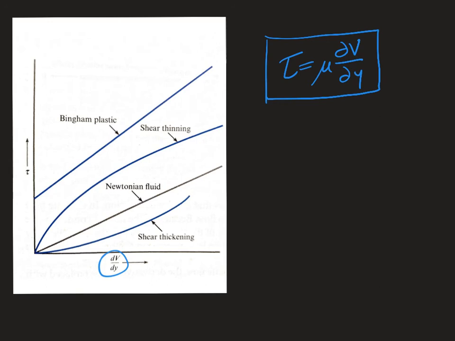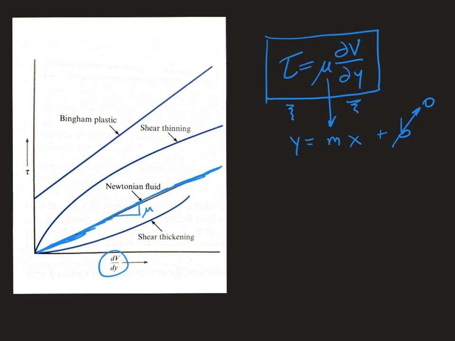If I plot dv/dy against the shear stress, I can get the slope of that line. Right here, this is a Newtonian fluid. The slope of that line is the viscosity. You could think of this as y equals mx plus b, and in this case the b for that line would be 0. Tau is on the y-axis, and the strain rate, or the velocity gradient, is on the x-axis. So this slope right here is your viscosity, mu.